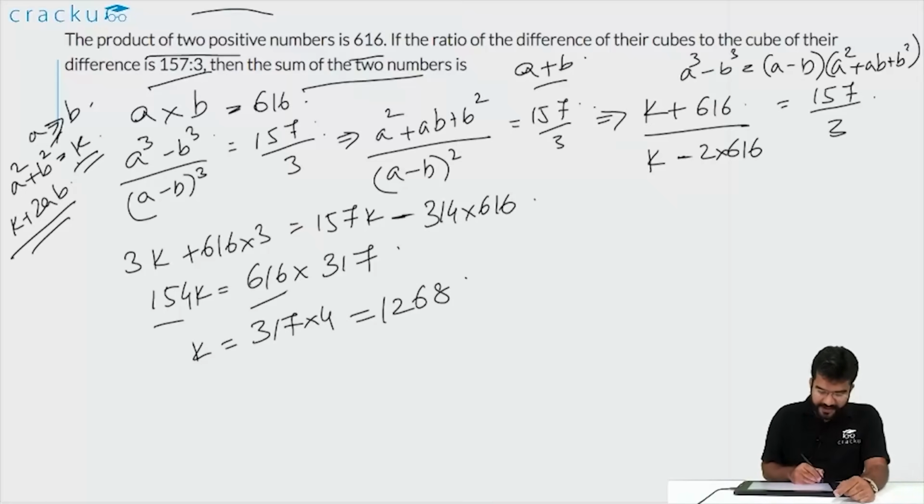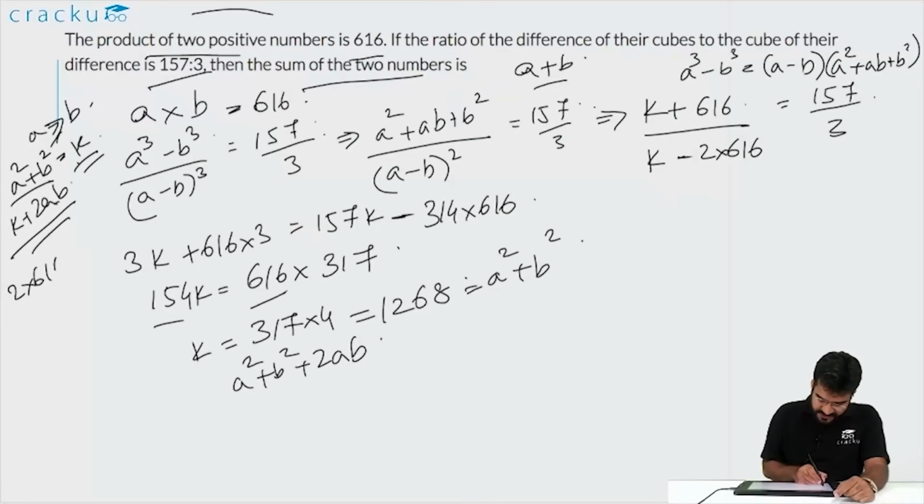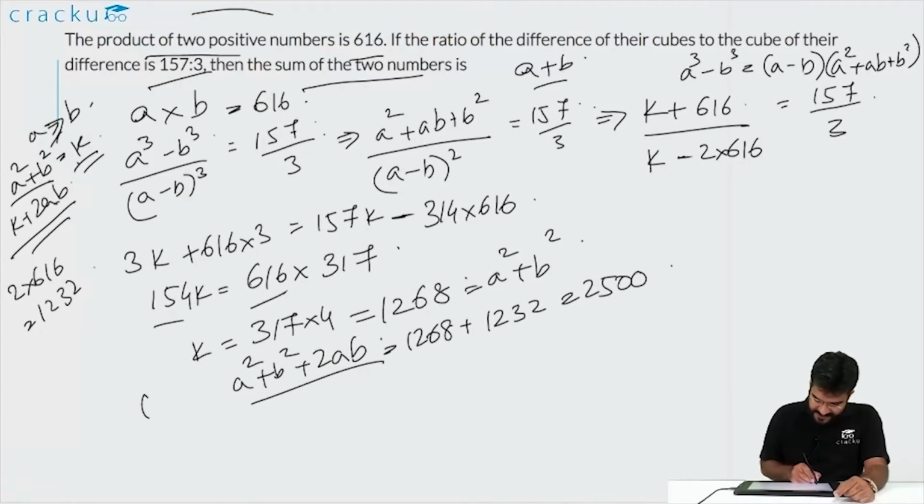Now we are required to find out the value of k plus 2ab. What exactly is k? k is a square plus b square. So once we add 2ab to this, we are going to get a plus b whole square. So a square plus b square plus 2ab. 2ab will be 2 into 616, which is equal to 1232. So this will be 1268 plus 1232. This will be 2500. This is a plus b whole square. So you can find out that the value of a plus b is the square root of this, which is equal to 50. This is the answer that you are required to find out.